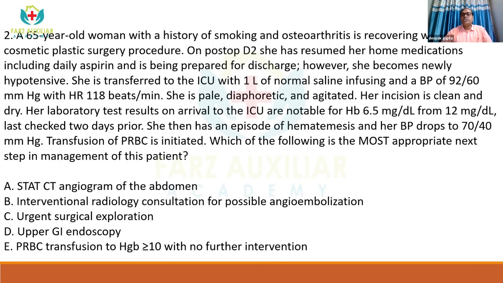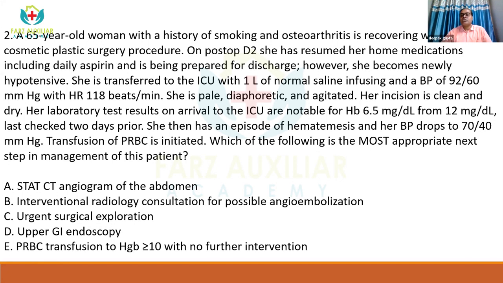On post-op day 2, she has resumed her home medications, including daily aspirin, and is being prepared for discharge. However, she becomes newly hypotensive. She is transferred to the ICU with 1 liter of normal saline infusion and BP of 92/60, heart rate of 118. She is pale, diaphoretic, agitated. Her incision is clean and dry. Laboratory tests reveal HB of 6.5 from 12, last checked 2 days prior.